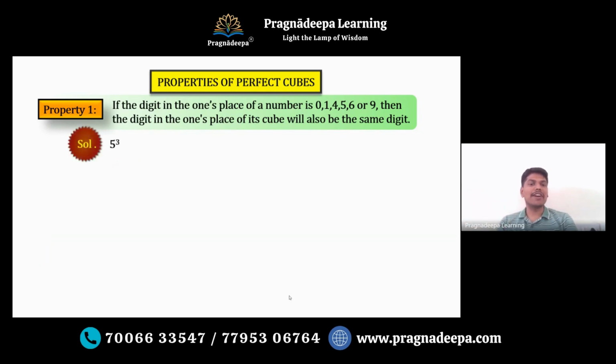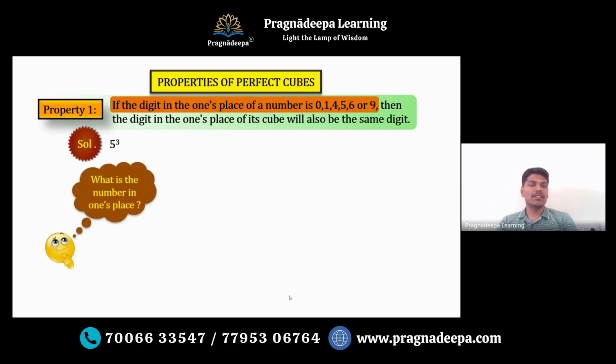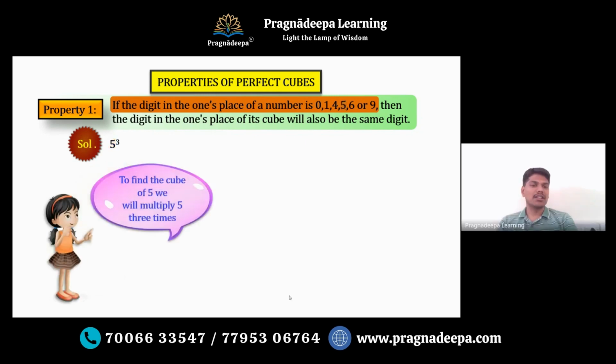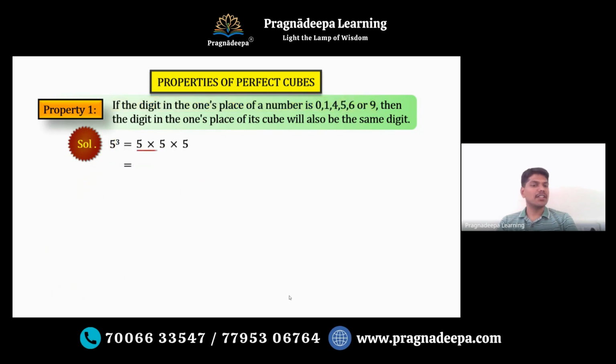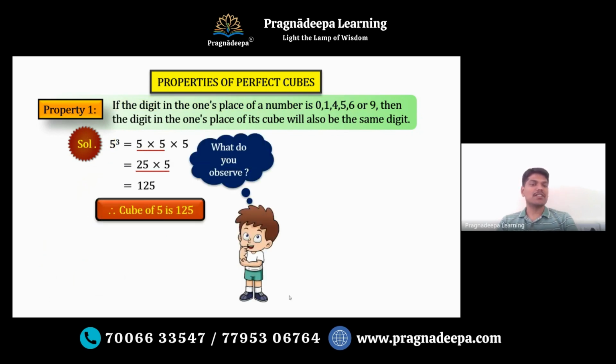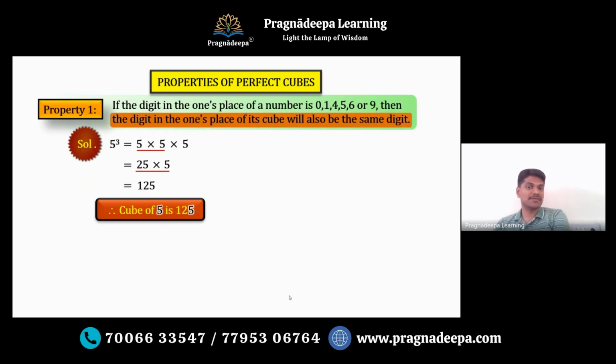So let's take an example. Let's cube 5. What is the number in the ones place? Sir, 5. Okay, cube it. To find the cube of 5, we have to multiply 3 times. It's 25 into 5, it is 125. Now you observe. The ones place in 5 is the same as the ones place in 125, that is, the cube of that number, correct?